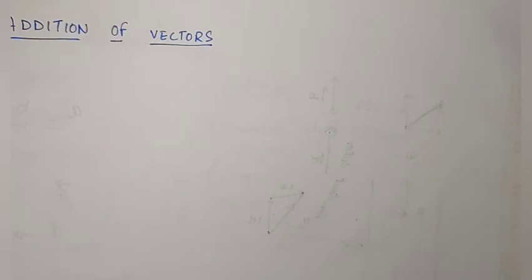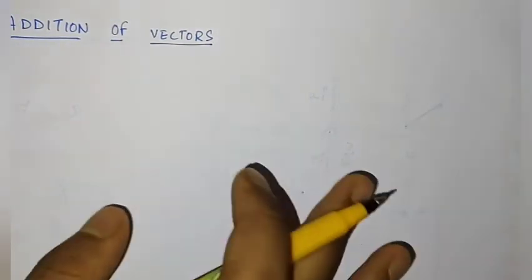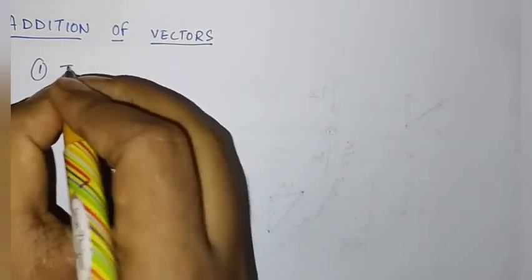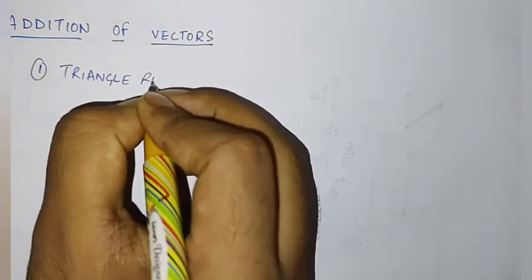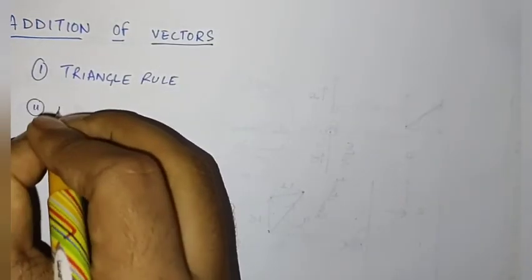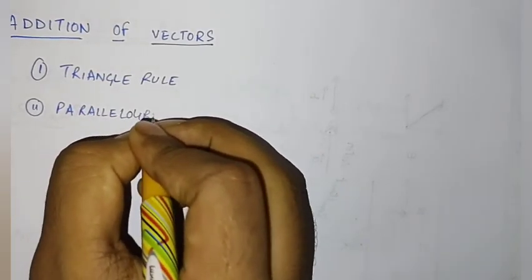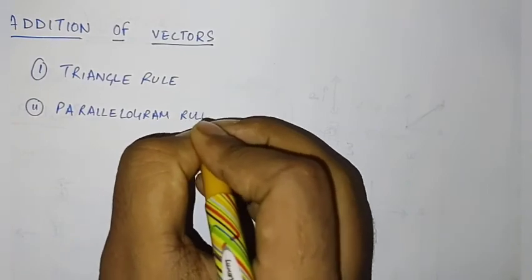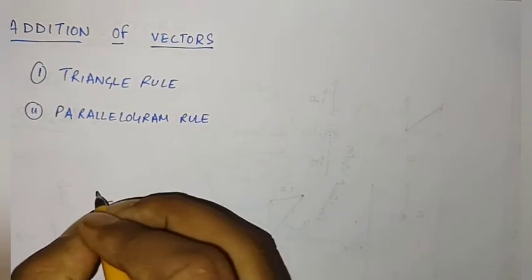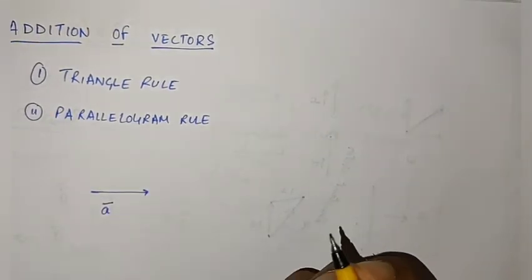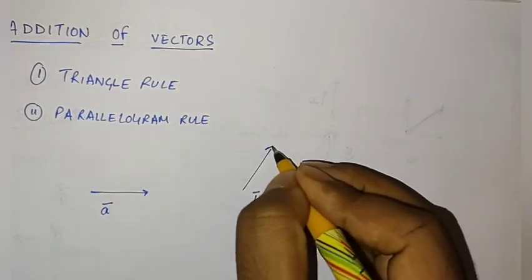Our next topic is addition of vectors. If you have two vectors, there are basically two rules of adding them. First is the triangle rule. The second is the parallelogram rule. So if we have two vectors, let's say one vector is going in this direction, and we have another vector going in this direction.